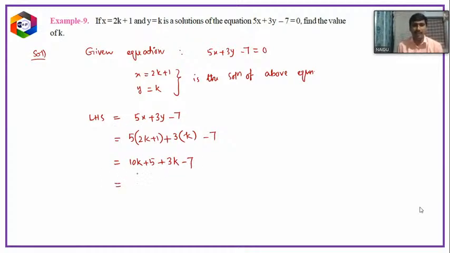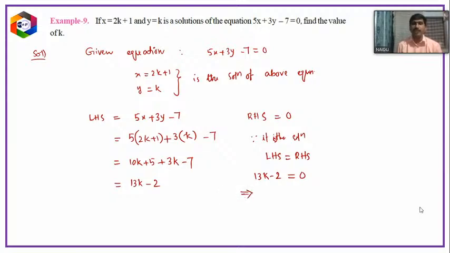Now it is an expression, but here there are some like terms. Like terms should be simplified. Which are the like terms? The same kind of terms: 10k and 3k. 10k plus 3k equals 13k, plus 5 minus 7 equals minus 2. Now what is the RHS? We know that RHS is equal to 0. Since it is the solution of the given equation, the LHS must be equal to the RHS. So I am equating: 13k minus 2 equals the RHS, which is 0.